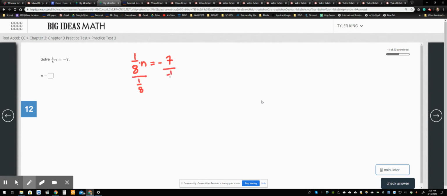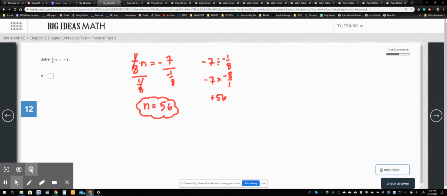When I divide both sides by 1/8, the 1/8 is going to cancel out. We're left with n is equal to negative 7 divided by negative 1/8. So I can take negative 7, divide that by negative 1/8. So negative 7 times negative 8 over 1 to give me negative 56. Nope, negative times negative is positive, so positive 56 is my answer. So I end up with positive 56.